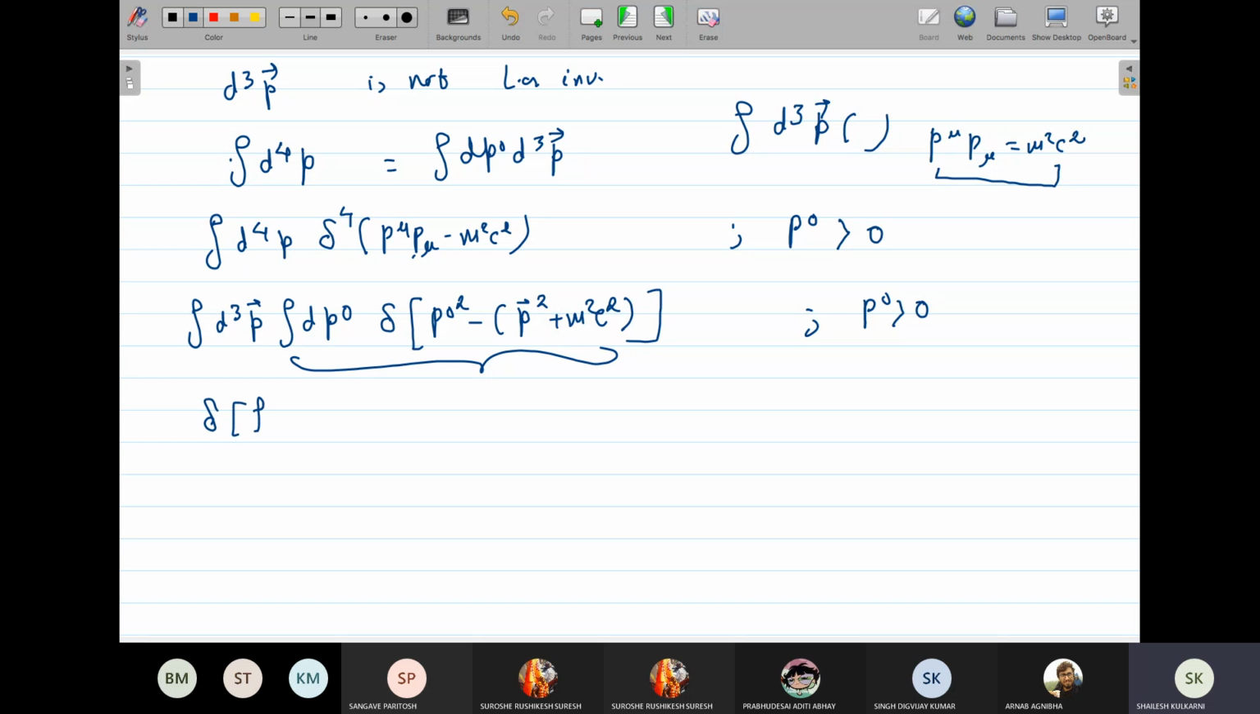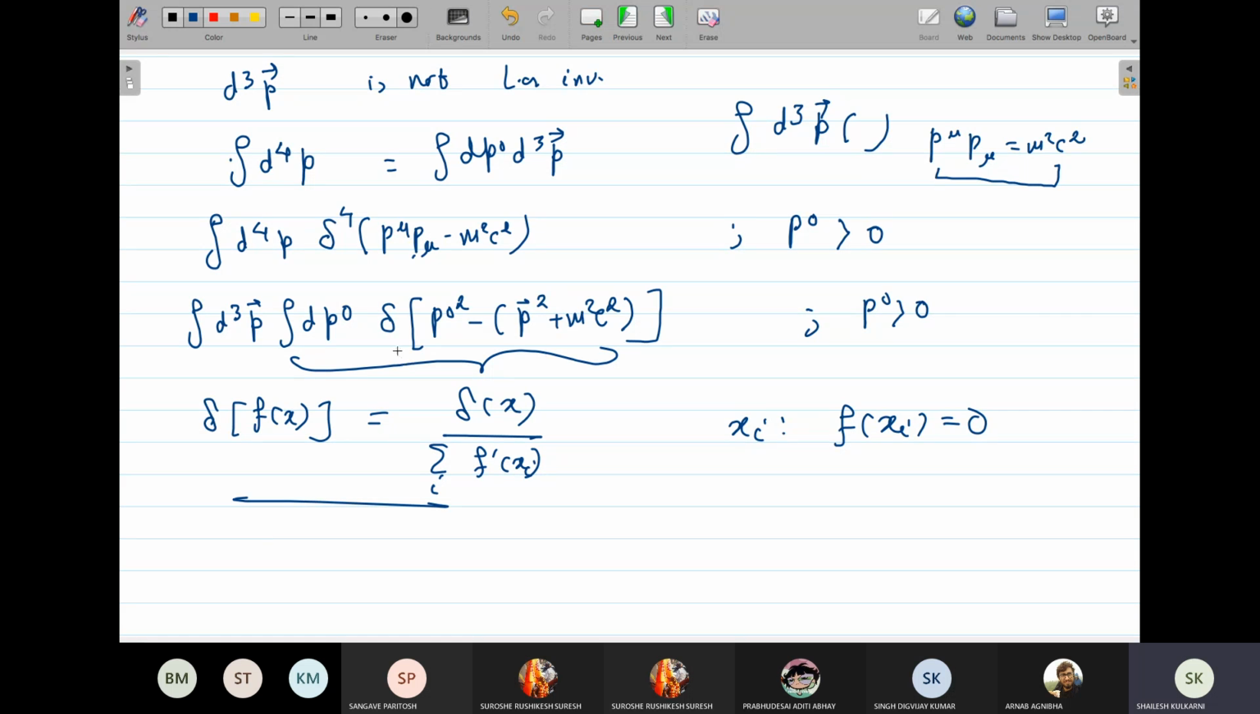What is delta of f(x)? You use the property of the delta function. Delta of f(x) is delta of x divided by f prime of x, evaluated at the zeros of f. So x_i are the points where f(x_i) equals 0. So this is the property of the delta function I'm using. Now assume this as a function of P0, the entire thing.